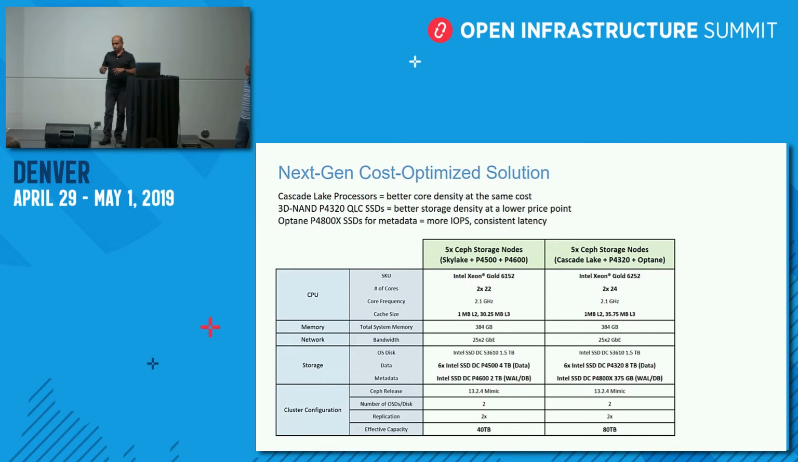So bringing all of these components together, the next generation Xeon CPUs, the QLC, the next generation TLC SSDs and Optane, what does the solution look like? I have a quick comparison between the previous generation CPU and SSD technology versus the one that was just released. I have two configurations. One is what we're calling a cost-optimized solution, where we are using Cascade Lake, the newest generation Xeon CPUs, where you get more cores for the same cost.